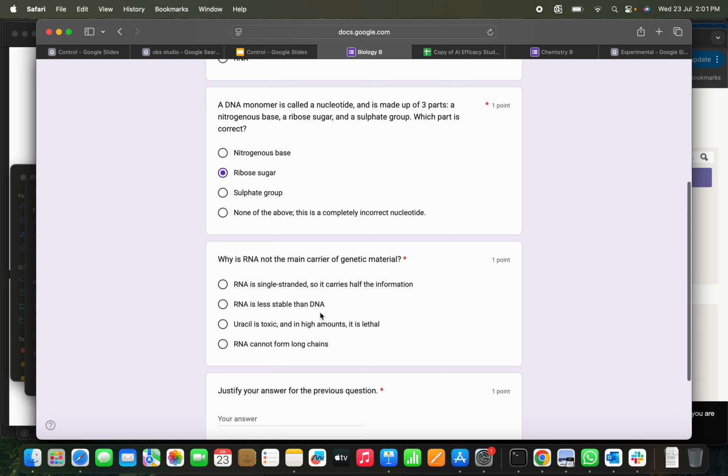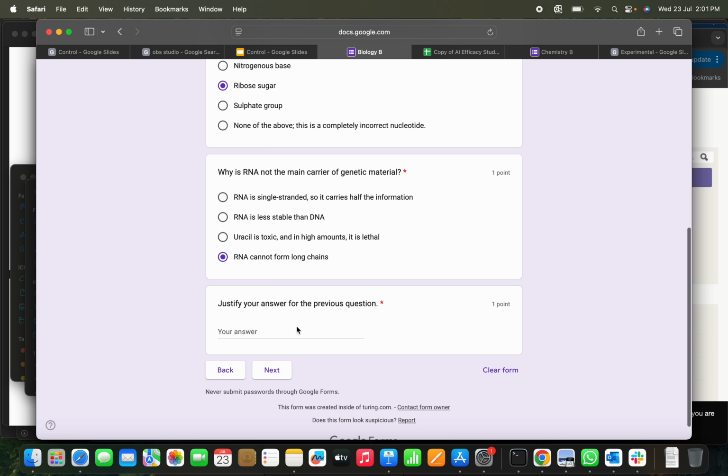Why is RNA not the main carrier? RNA is single stranded, so it carries half the information. I know DNA is a double helix structure, RNA is less stable. Uracil is toxic, and in high amounts it is lethal. RNA cannot form long chains. I believe this could be the reason, because DNA is a helix structure, double helix structure. Justify your answer for the previous question.